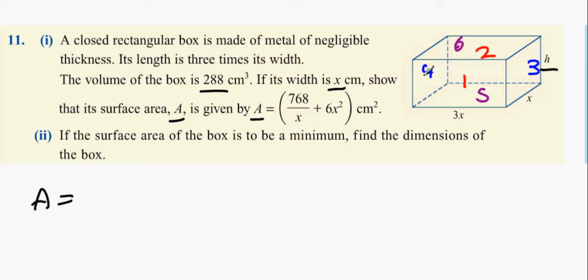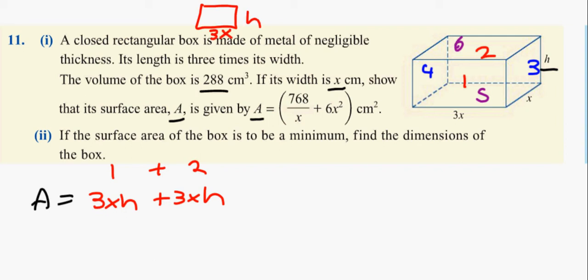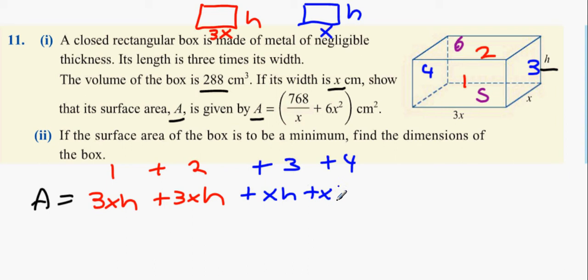Now, area 1 and area 2 are 3x in length and h in height, so their area is going to be 3xh plus 3xh. It's 3x here and h up. Now I have the blue areas 3 and 4. Blue areas 3 and 4 are going to be h across, x up. So 3 and 4 is going to be plus xh plus xh.